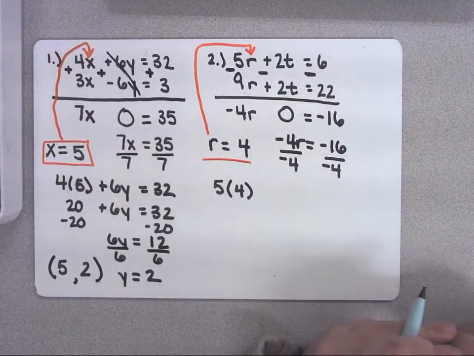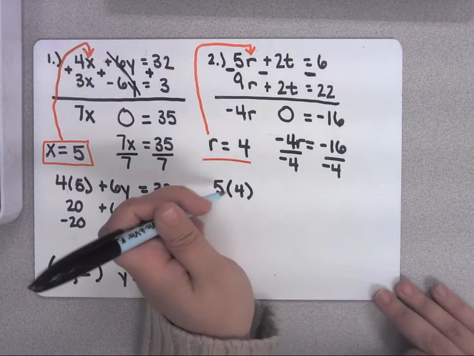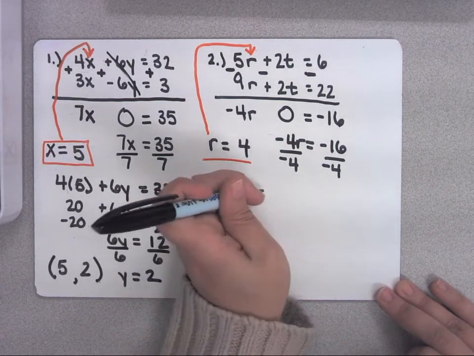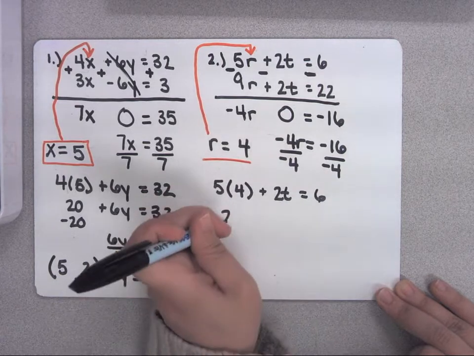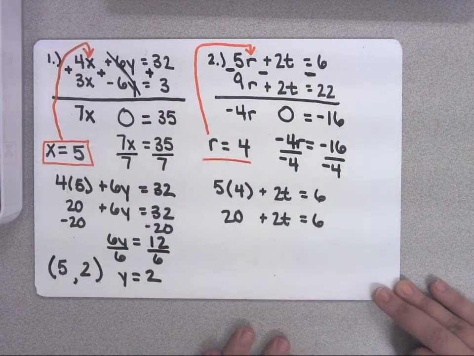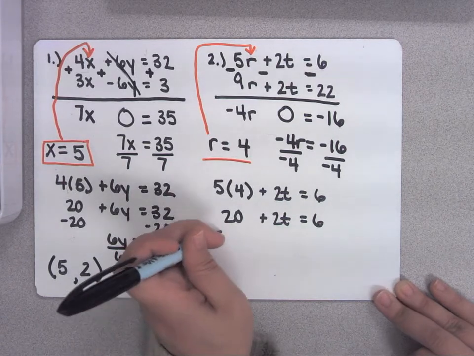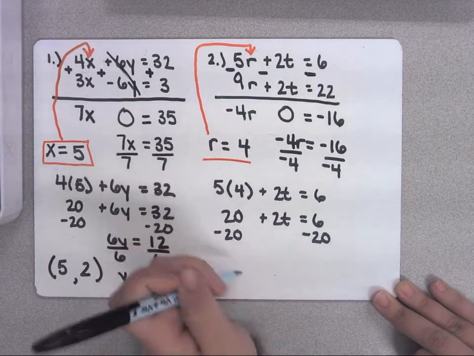If Derek chose to pick the bottom equation, he would still get the same answer. So you can pick whatever equation you want. Okay? 5 times 4 plus 2 times t equals 6. So 5 times 4 is 20. Bring it down. Now what? Subtract 20, ironically, which was the last problem. We just did that too, right? Subtract 20 from both sides.